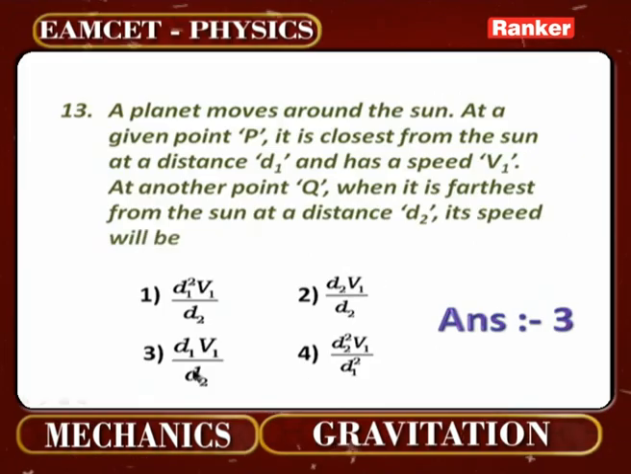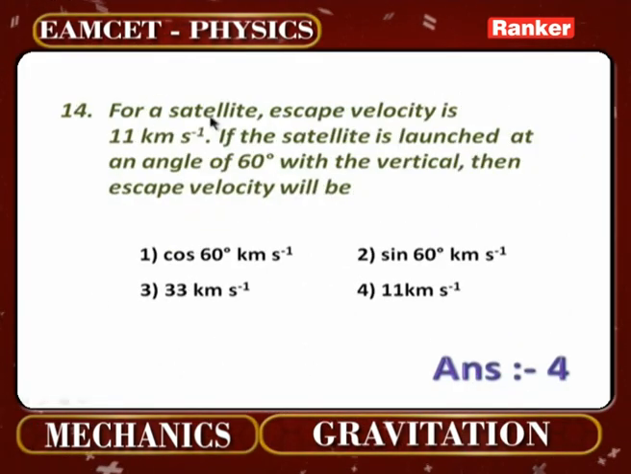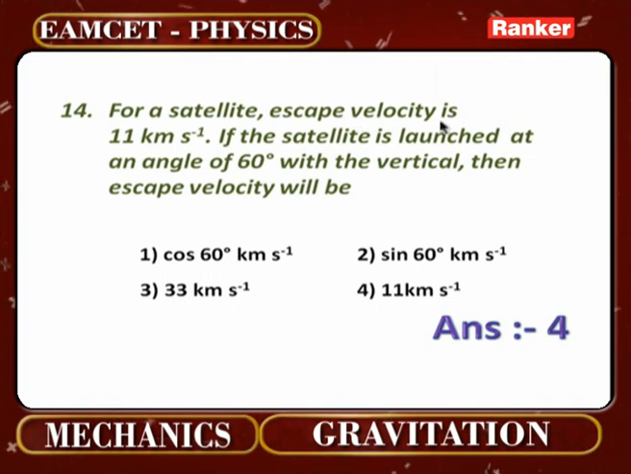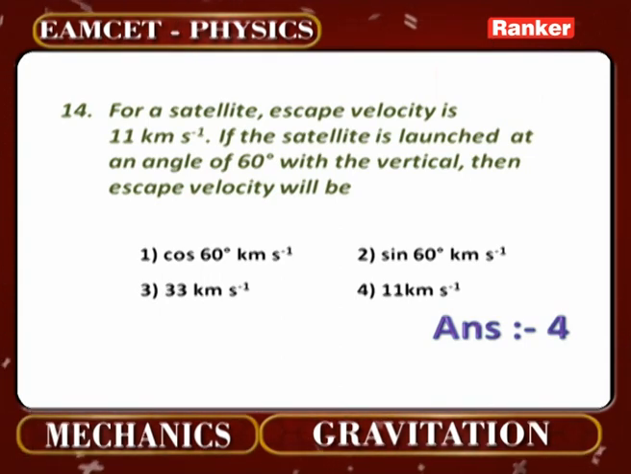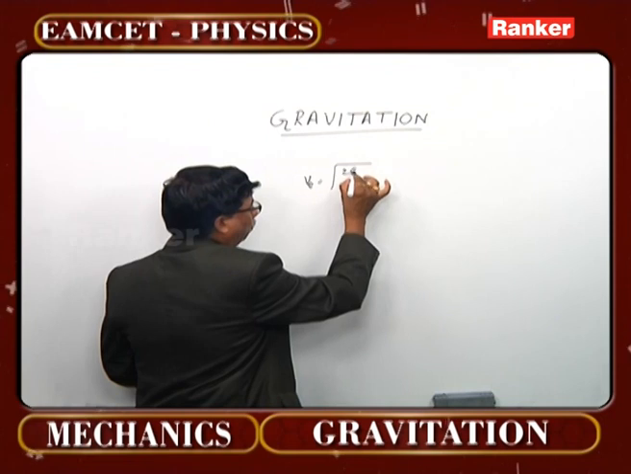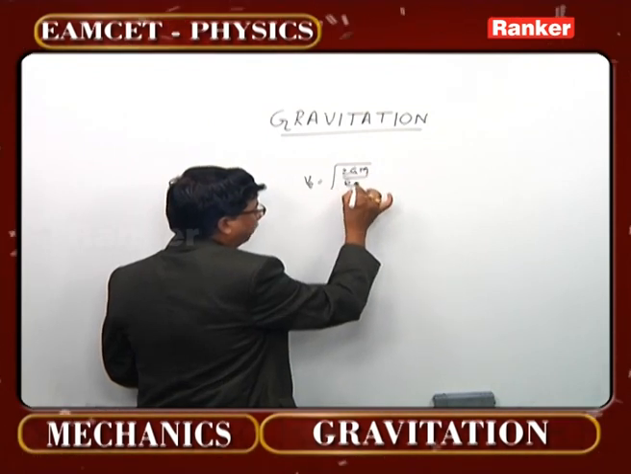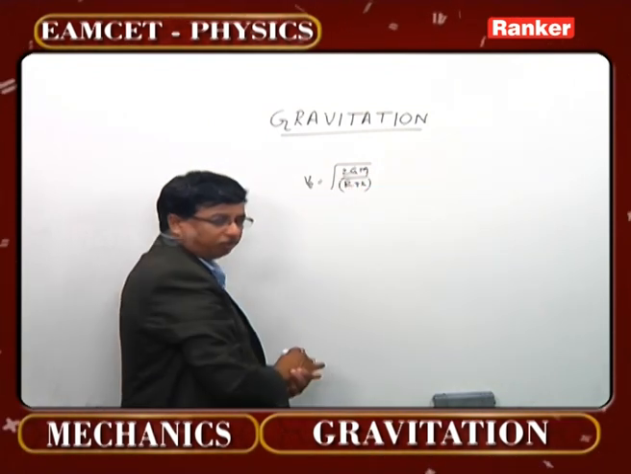Now look at the next question please, problem number 14. For a satellite, escape velocity is 11 km per second. If the satellite is launched at an angle of 60 degrees with the vertical, then the escape velocity will be. In fact, the same model question has been asked at Eamcet level once. He has given the value of the angle as 45 degrees, that is the only variation. So you people can all understand escape velocity is under root 2 GM by r plus h. That is one way of writing the formula.